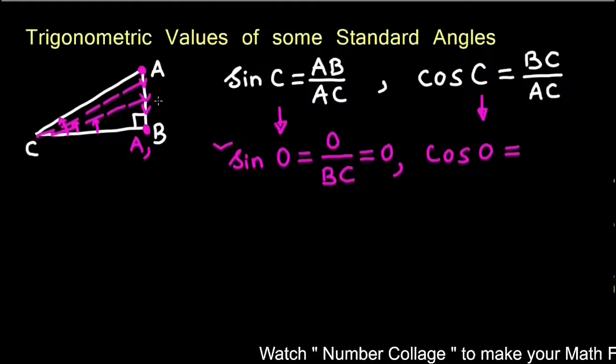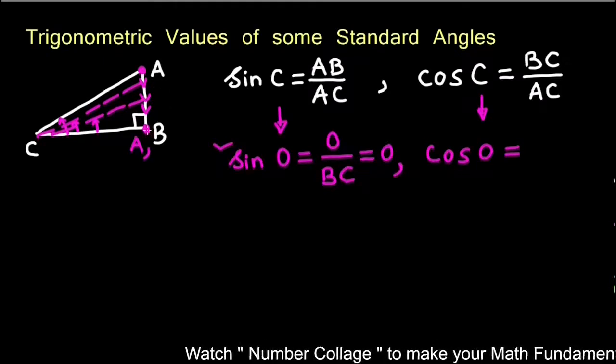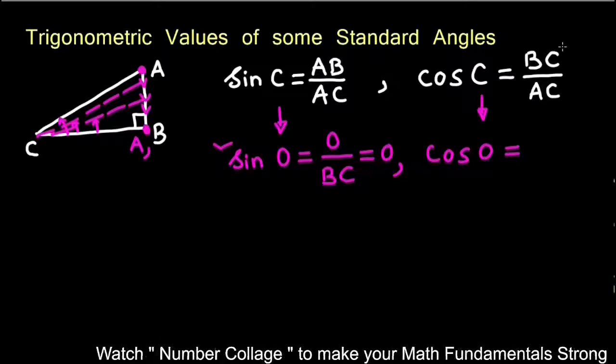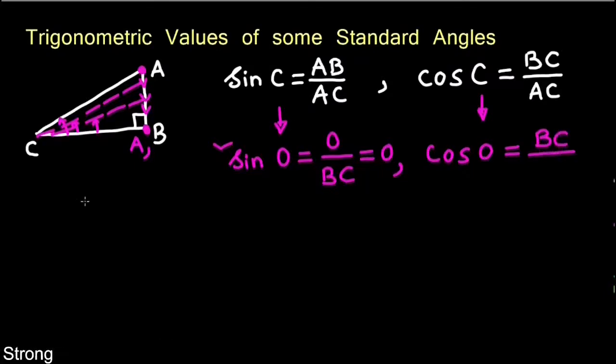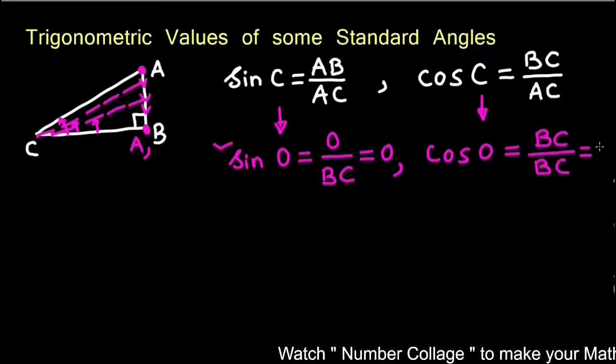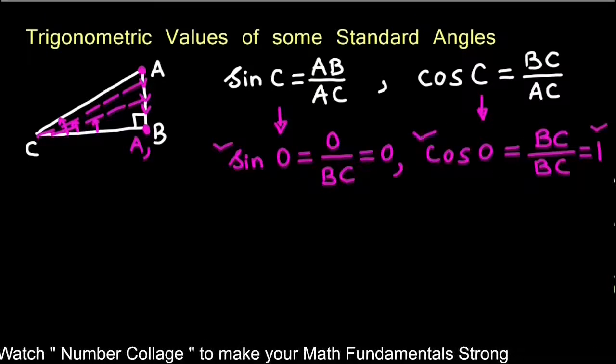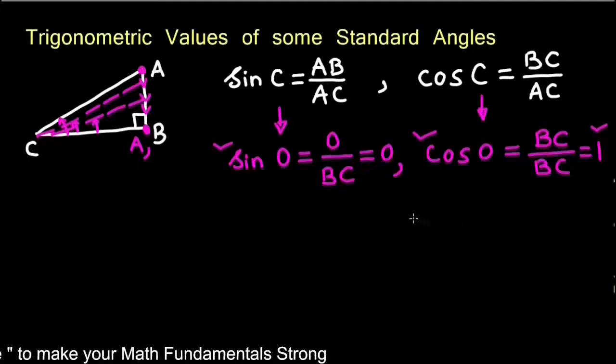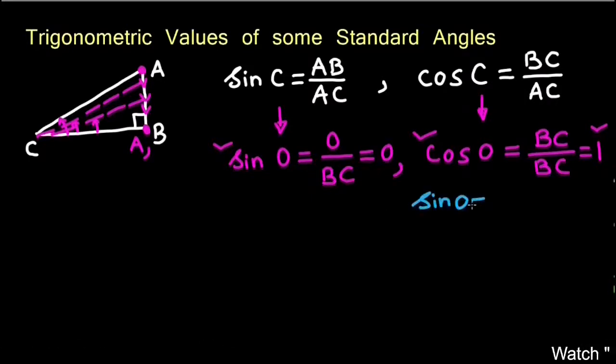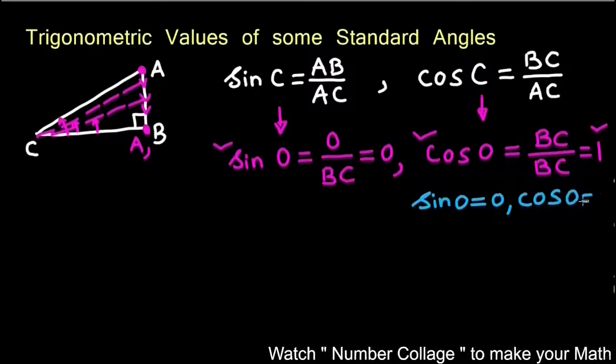Now let us see, when point A coincides with point B, what happens to BC? BC will remain BC. And what happens to hypotenuse AC? AC will become BC. So we write BC upon BC, which will be 1. So therefore cos 0 will be 1. So we get these two trigonometric values, sin 0 equals 0 and cos 0 equals 1.